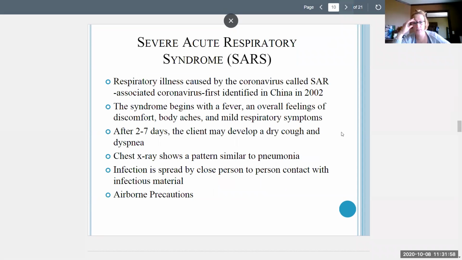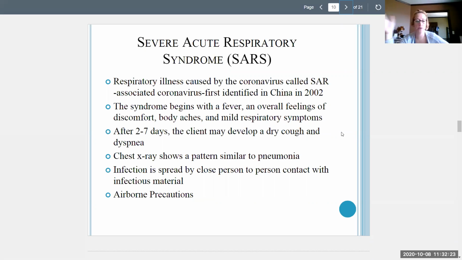So, SARS. It was first identified in China in 2002, a different strain than what we have now. The syndrome begins with fever, overall feelings of discomfort, body aches, and mild respiratory symptoms. And then after 2 to 7 days, a client may develop a dry cough and dyspnea. Chest x-ray shows a pattern similar to pneumonia. The infection is spread by close person-to-person contact with infected materials.